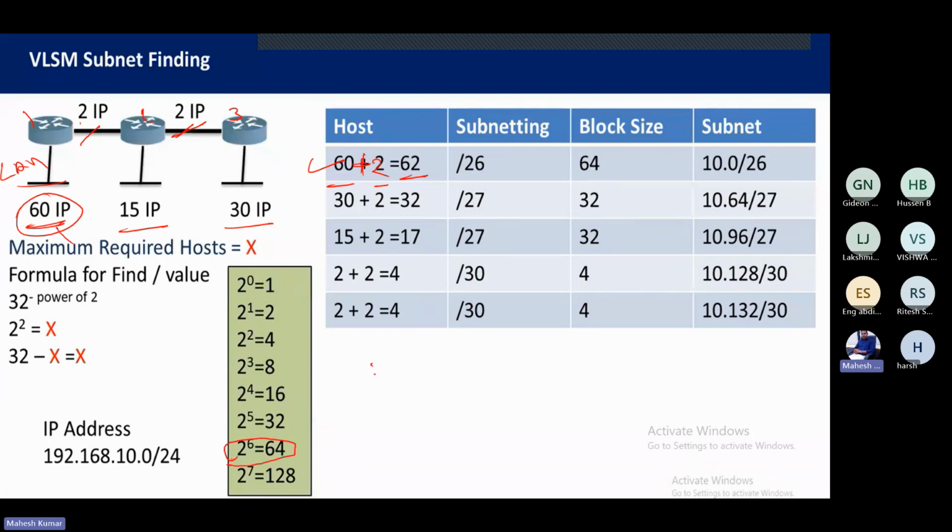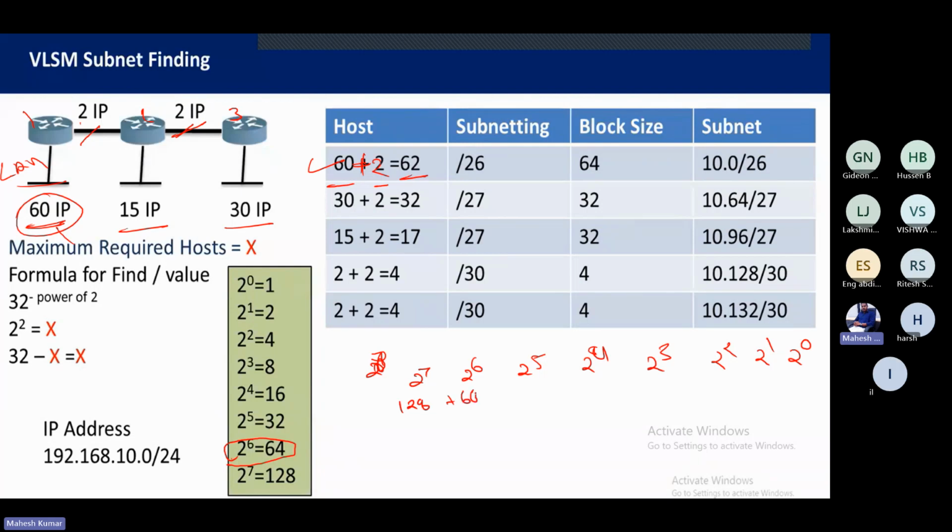So 2 to the power 7, 2 to the power 6, 2 to the power 5, 2 to the power 4, 2 to the power 3, 2 to the power 2, 2 to the power 1, and 2 to the power 0. That means 128 plus 64 plus 32 plus 16 plus 8 plus 4 plus 2 plus 1, so total 255. In this, our requirement gets fulfilled from left to right, and from top to bottom, 1 2 3 4 5 6.